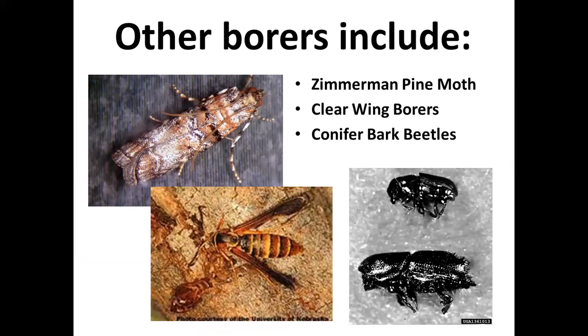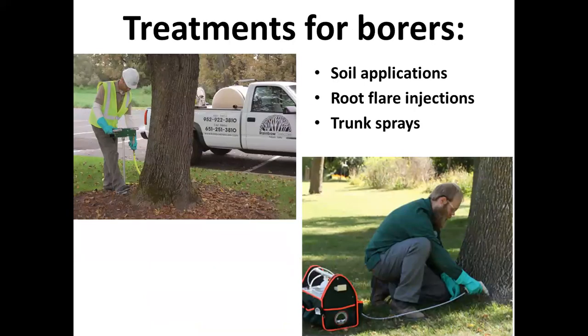There are other borers that are not Agrilus, like you've got Zimmerman pine moth, there's clearwing borers of ash and lilacs, and there's conifer bark beetles, but they're a much smaller percentage of what we're dealing with. Typically in the whole toolkit, soil applications take care of borers pretty readily, or root flare injections, or some of them are trunk sprays. Like if you get a Zimmerman pine moth, that's going to be a trunk and limb spray, because our products don't go to the part where they're boring into. So we have to hit them on their way in or out of the tree that they're infesting.